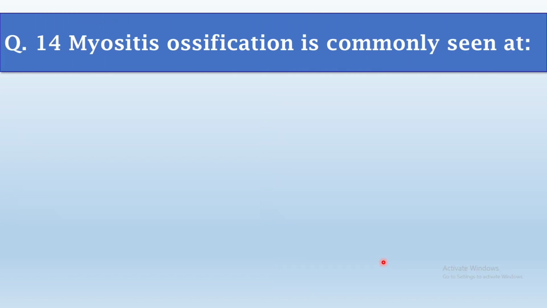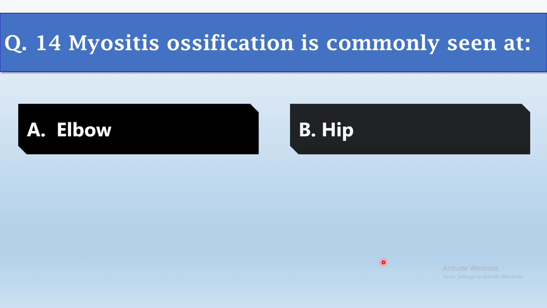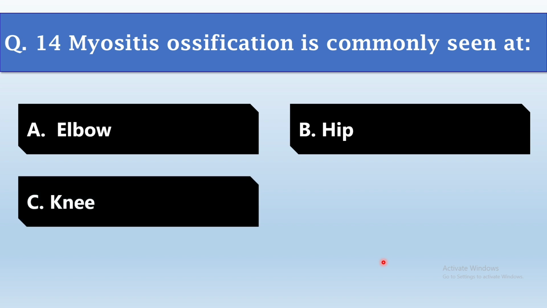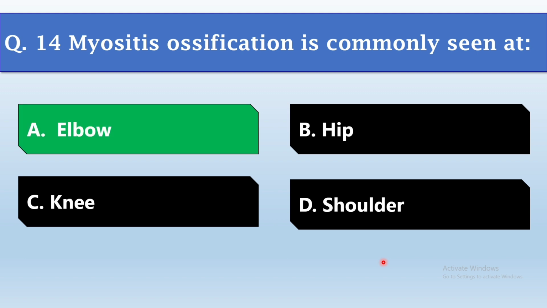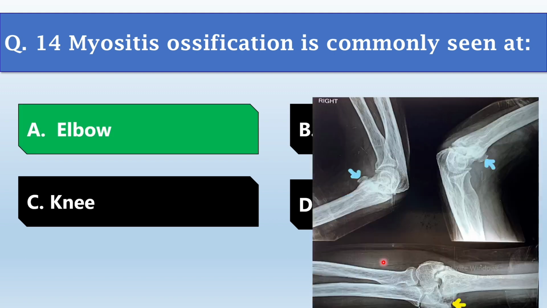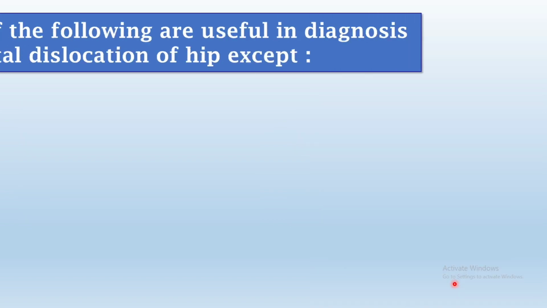Question number 14. Myositis ossificans is commonly seen at option A elbow, option B hip, option C knee, and option D shoulder. The answer is elbow. See the myositis ossificans post supracondylar fracture.